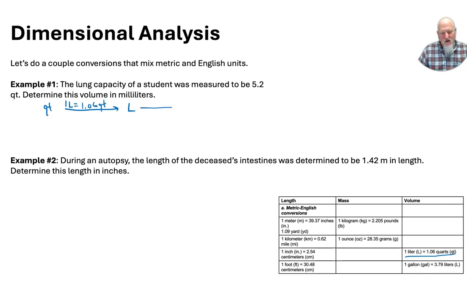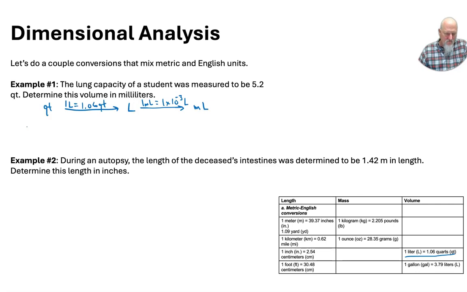Okay? And then if we look at our metric conversion, we can go liters to milliliters because liters is a base unit and milliliters is a prefix unit. And we can see that 1 milliliter is 1 times 10 to the negative 3 liters. That's on our metric conversion, looking at the sheet. Okay, so I go quarts to liters and then liters to milliliters.